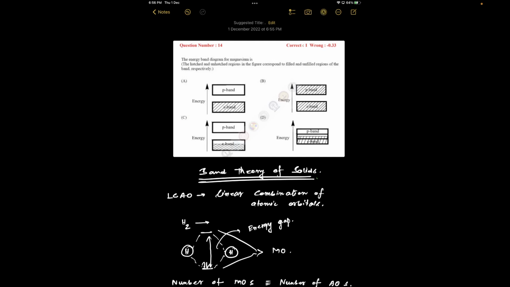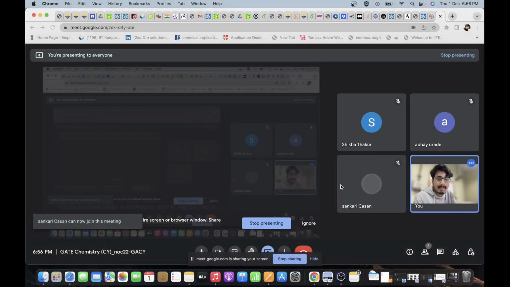So here the option D will be the correct answer. Okay. Any doubts?